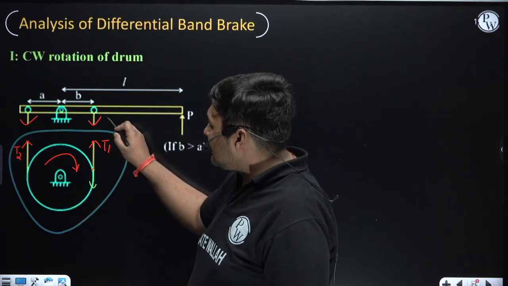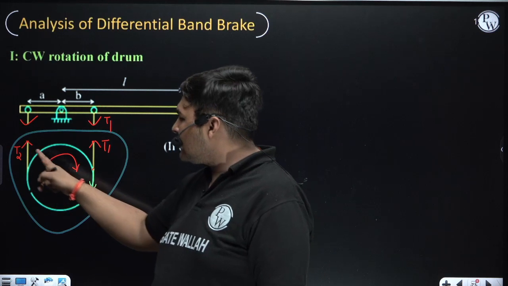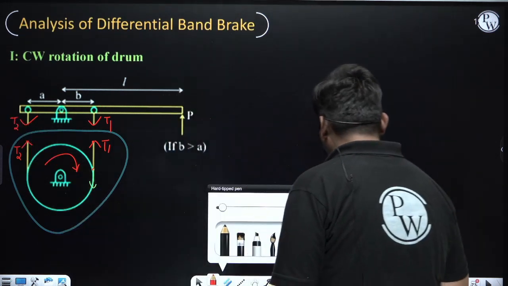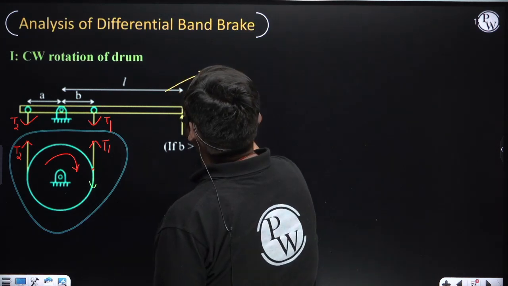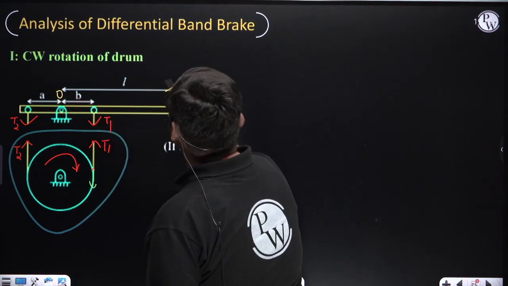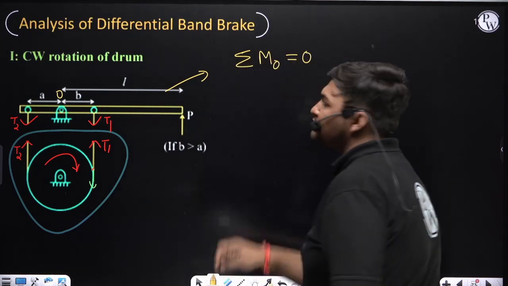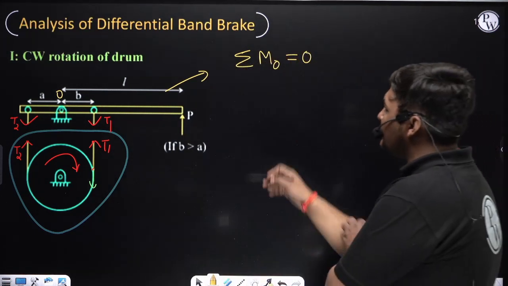Whatever tension is coming here, equal and opposite tension will come here. After that, in the body of the lever, it is fulcrum O. We'll take net moment about fulcrum O equal to 0. So what will be this equation?